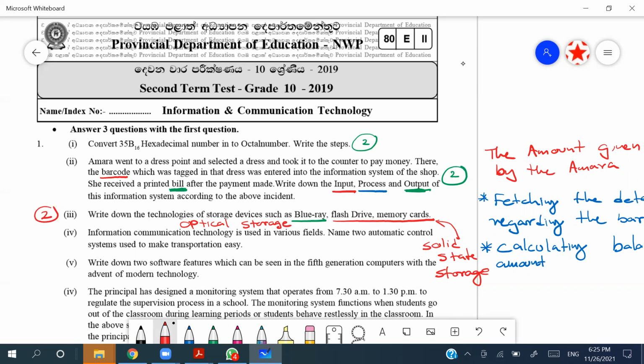The fourth one is asking, information communication technology is used in various fields. Name 2 automatic control systems used to make transportation easy. So you can say traffic light systems, and CCTVs, as well as ETCs, you can say electronic toll cards.